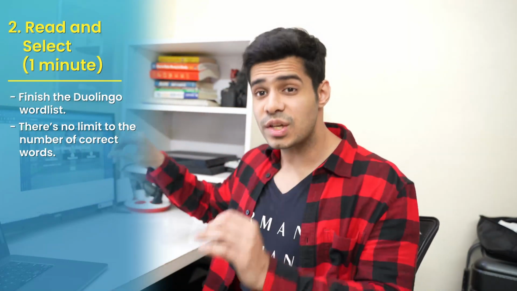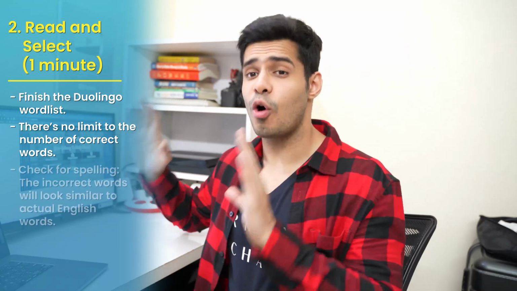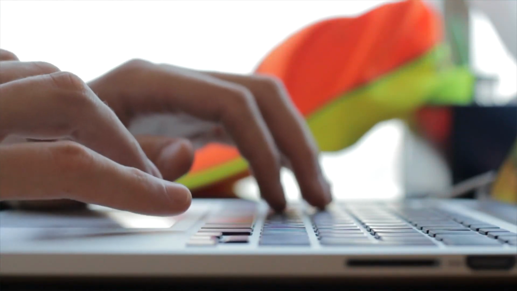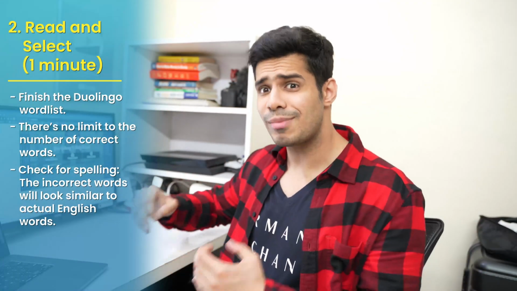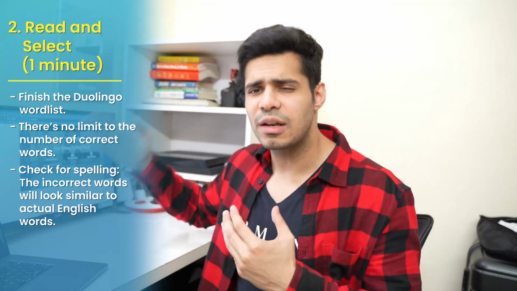Don't worry, trust your gut, it's completely okay. Point number 3 is to check for spelling. Always check for spelling, because the incorrect words will not look incorrect. The way Duolingo will put them in front of you, they will seem as if they are correct. But the way to beat that is to really take a look at these spellings.